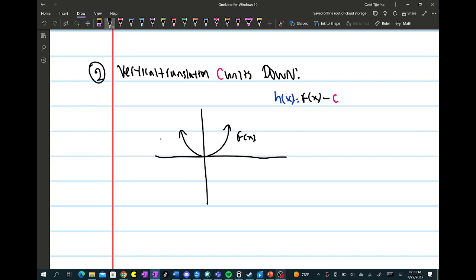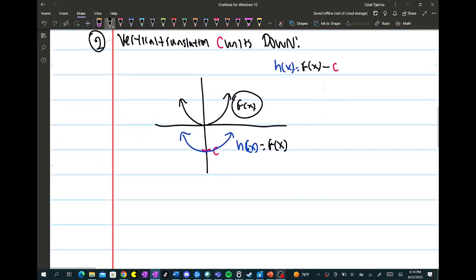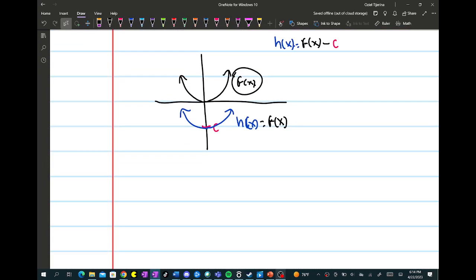So basically, let's say over here is my c value, and I'm going to go down. So basically, it goes from f of x, and then my h of x will be like right here. I'm sorry, this is going to be h of x, not g of x. H of x, which means I'm shifting down however many units my c says, right? So those are the first two, right?